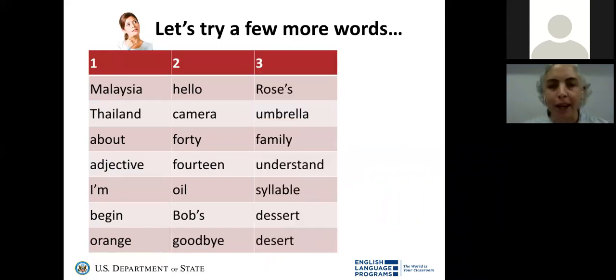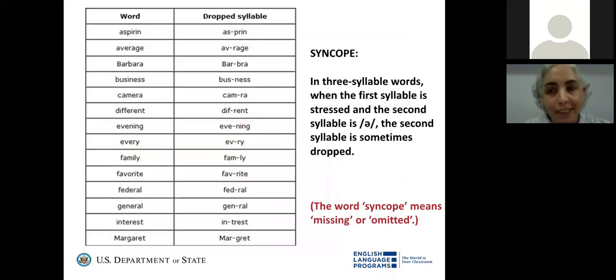We do that because of a phenomenon called syncope, which is that when there are 3-syllable words where the first syllable is a clap and the second syllable is unstressed, often the second syllable is dropped. So all of these words that look like they should have 3 syllables are typically pronounced with only 2 syllables: aspirin, average, Barbara, business, camera, different, evening, every, family, favorite, federal, general, interest.